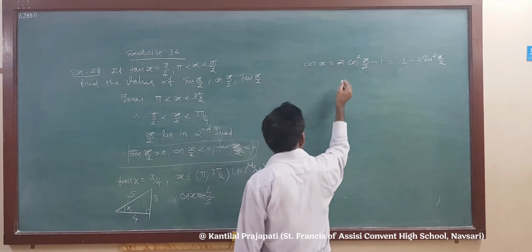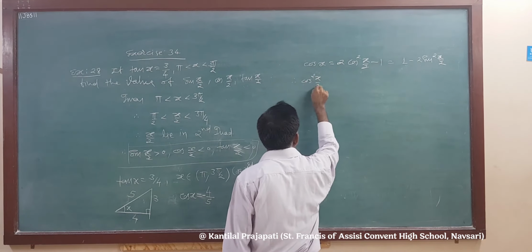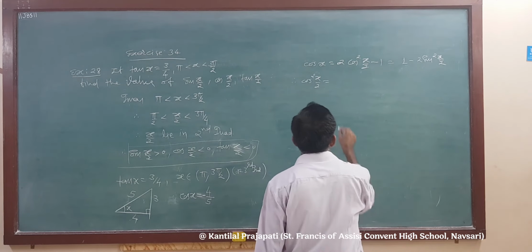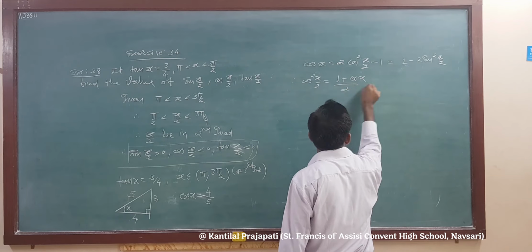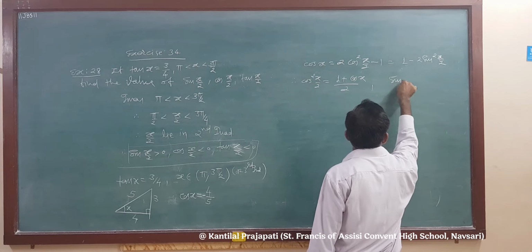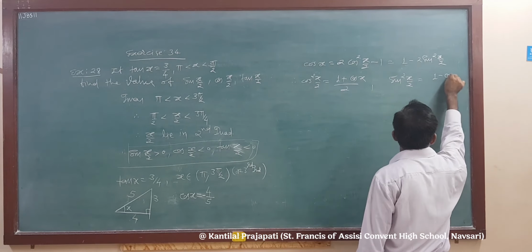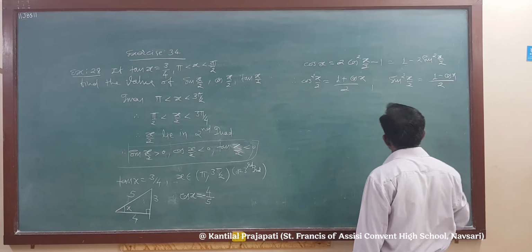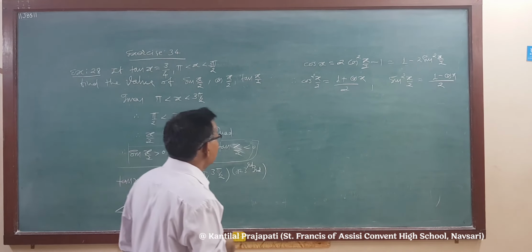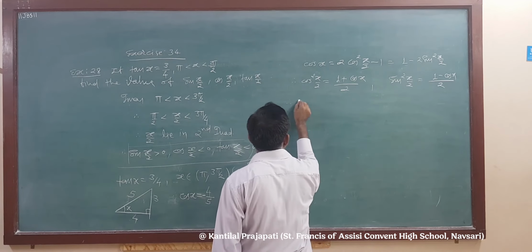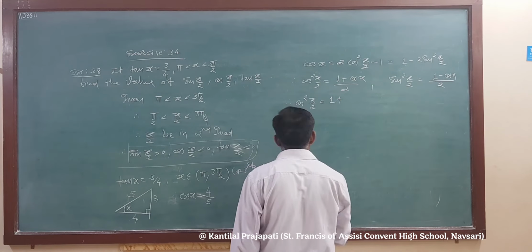So from this we get cos square x by 2 is equal to what? 1 plus cos x by 2. And from this we get sin square x by 2 is 1 minus cos x by 2. Right? To find the value of sin x by 2 and cos x by 2.